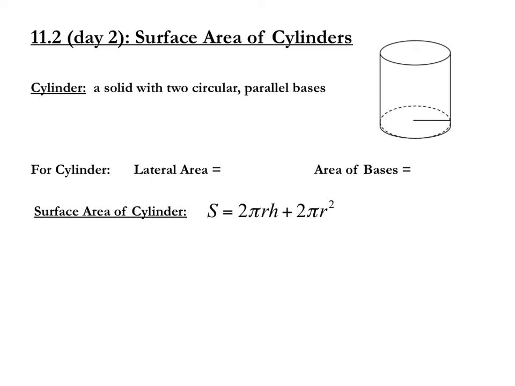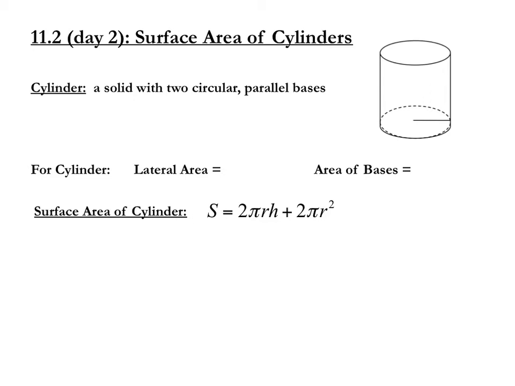Alright guys, here we are on the second day of 11.2. We're going to talk about a different shaped surface area. Today we're focusing in on a cylinder. So a cylinder is a solid with two circular parallel bases. The difference between yesterday and today is that now these have circular bases.